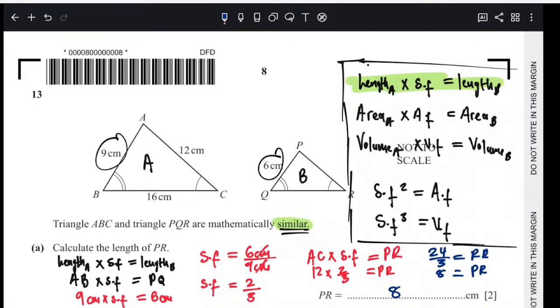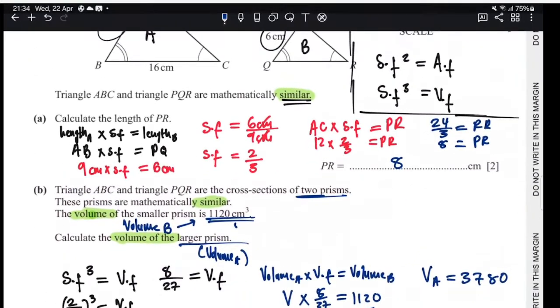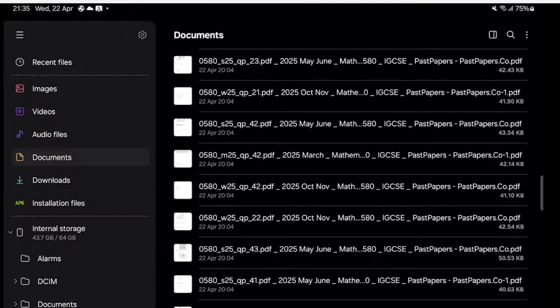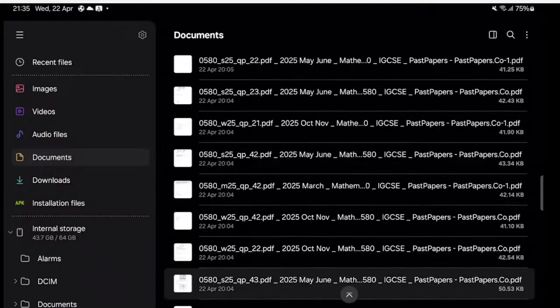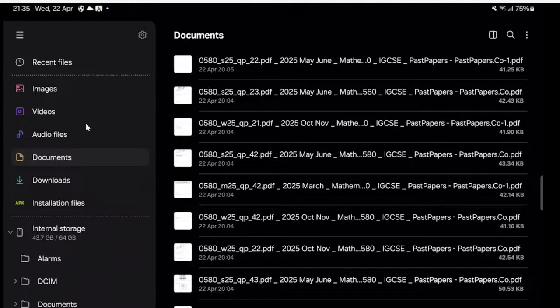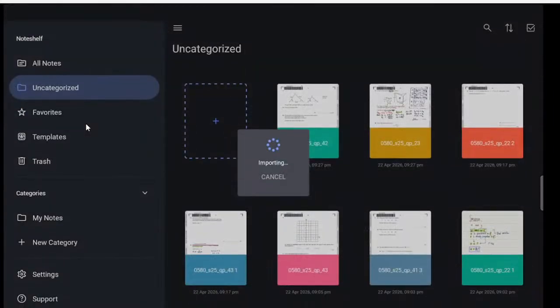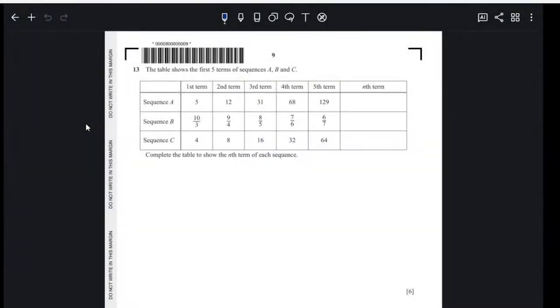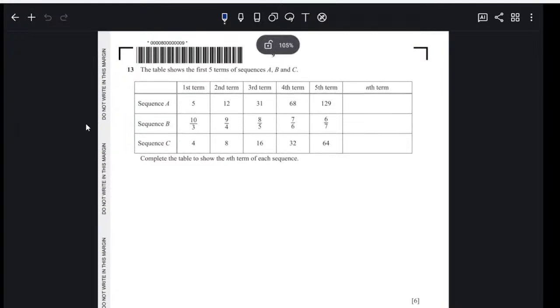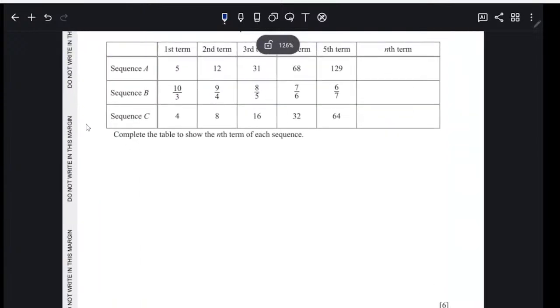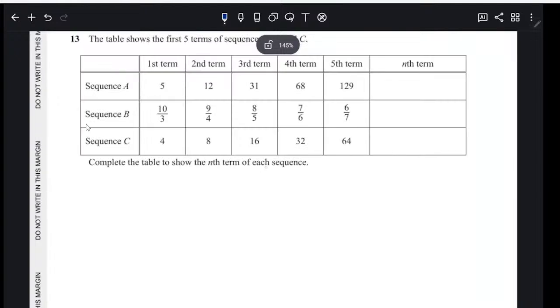Last thing, class, which we said we do before I give you the assignment, is questions on nth term. So let me load them. March 25 question paper 4-2. Complete the table to show the nth term of each sequence, and look at the marks. Wow, this is a lot.